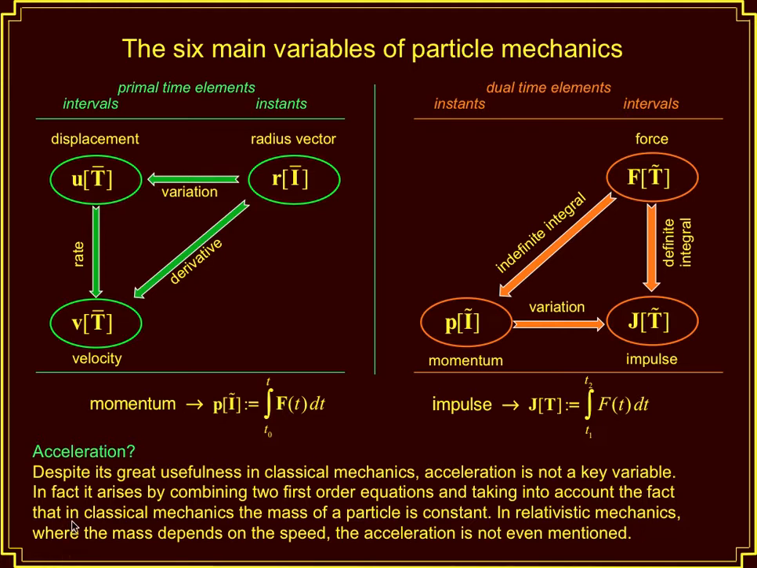What about acceleration? Despite its great usefulness in classical mechanics, acceleration is not a key variable. In fact, it arises by combining two first-order equations and taking into account the fact that in classical mechanics the mass of a particle is constant. In relativistic mechanics, where the mass depends on the speed, the acceleration is not even mentioned. Then don't put acceleration on the same level of importance as velocity.